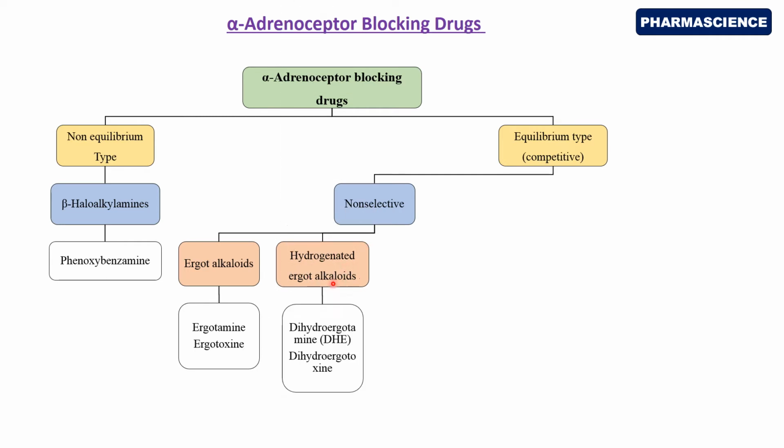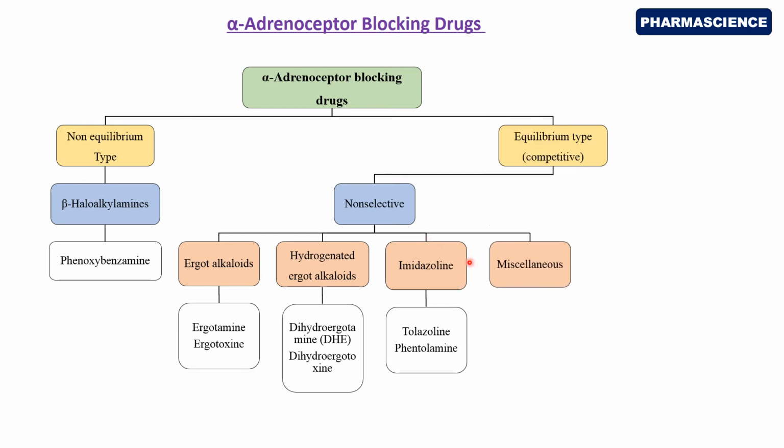The examples of this class are dihydroergotamine and dihydroergotoxin. So these are the two examples of hydrogenated ergot alkaloids. Third class of non-selective type is imidazoline. Examples of this class are tolazoline and phentolamine. Fourth class of non-selective type is miscellaneous. The example of this class is chlorpromazine. These are the four classes which are under the non-selective type.